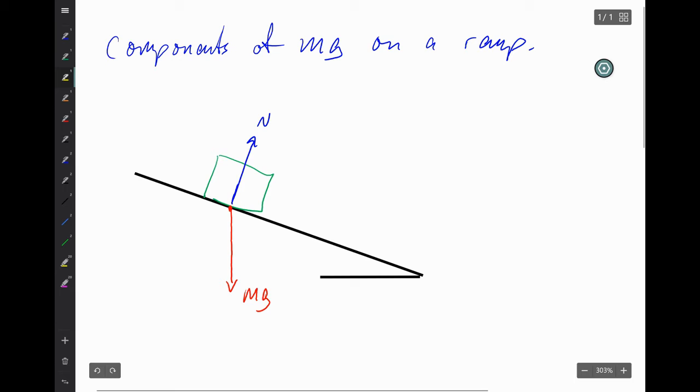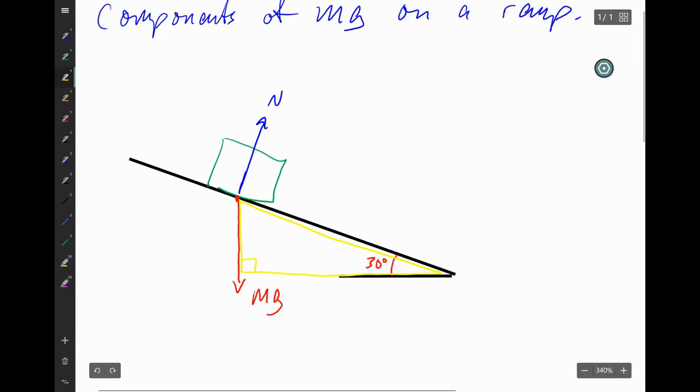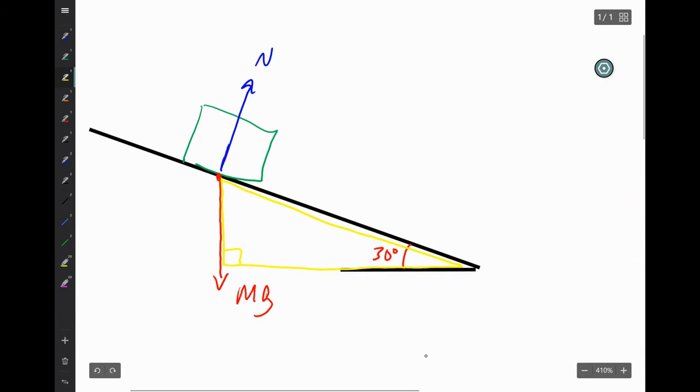And first thing we do is just recognize that, or let's give an angle here. Let's just say that this is 30 degrees. So first thing I'm going to do is draw a yellow triangle right here, and recognize that this yellow triangle is a right triangle. So if this angle down here in the bottom right is 30 degrees, this is a 30-60-90 triangle. So that means this angle right here is 60 degrees.